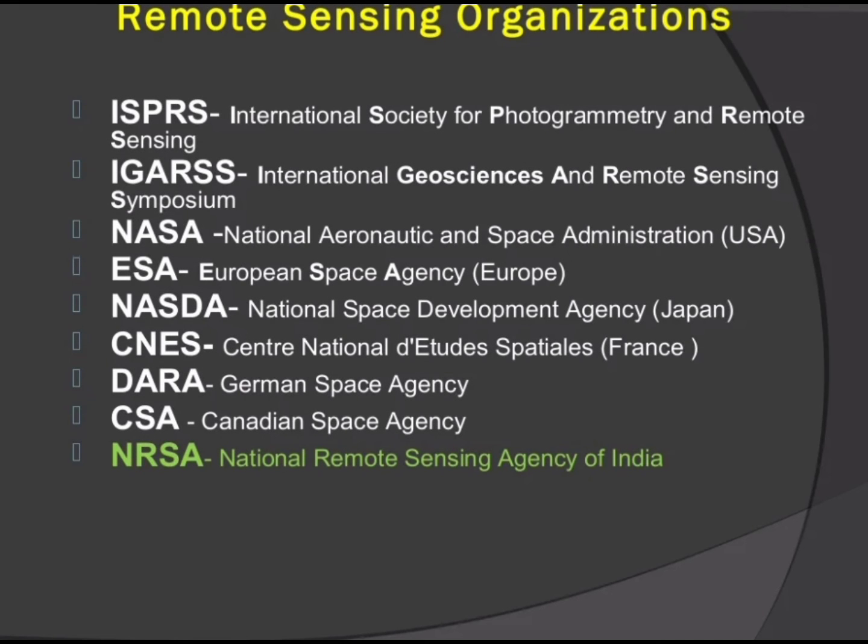There are some organizations on remote sensing from different countries: ISPRS, IGARSS, NASA in the USA, ESA in Europe, NASDA in Japan, CNES in France, DARA, CSA, and NRSA in India, which is the National Remote Sensing Agency.